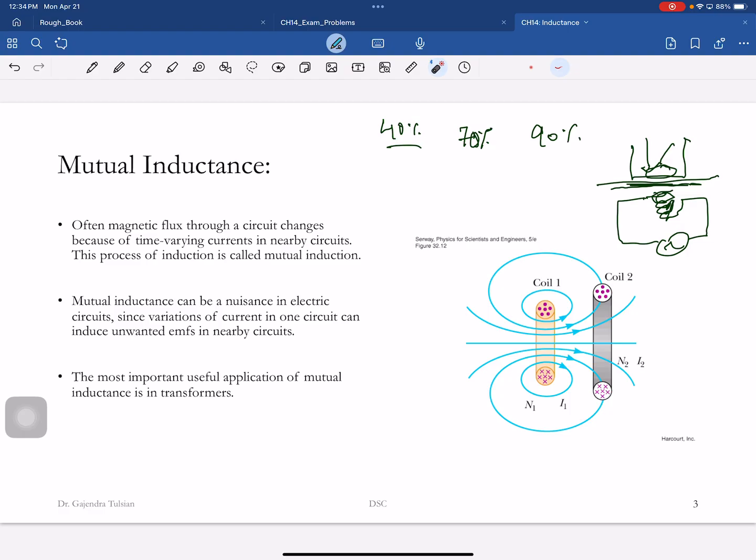All right, so this is how, like I said, inductive stoves work. This is how wireless charging works. This is how transformers work. So this is an extremely important phenomenon. And in fact, this is how these devices work.